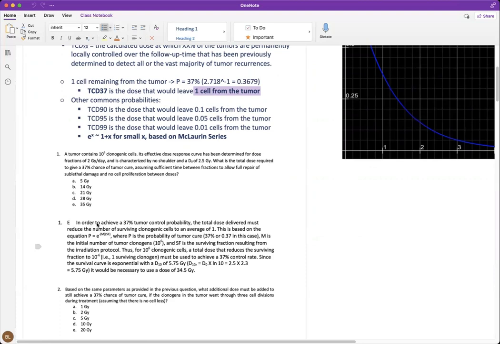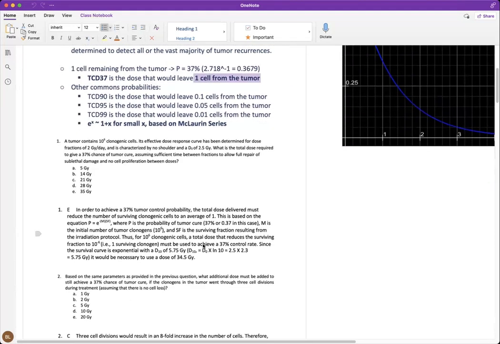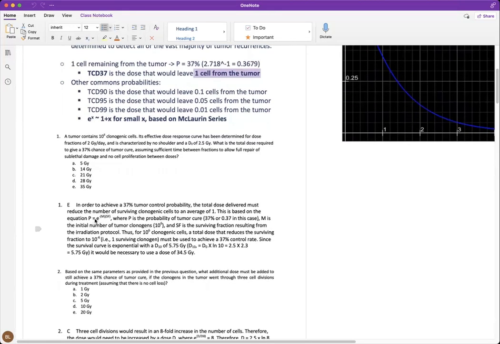Again, they're asking for the dose to have, on average, just one cell surviving. Here they have the number of cells you start with times the surviving fraction. In this case, we started with 10 to the 6 cells, and so the surviving fraction needs to be 10 to the negative 6. That way we get 10 to the 6 times 10 to the negative 6 equals 1, and we have e to the negative 1.